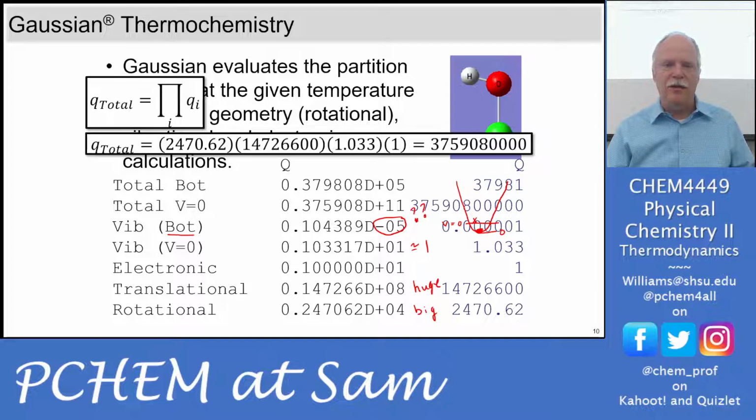And so then that total partition function up here at the top is the product of all of these others, okay? And so we end up with that 2470, which was the rotational, the like 14 million for the translational, the vibrational is 1.03, and then the electronic is 1. It's 0.1 with all those zeros times 10 times 10. And so then we end up with that. So that's our product of all of our partition functions.